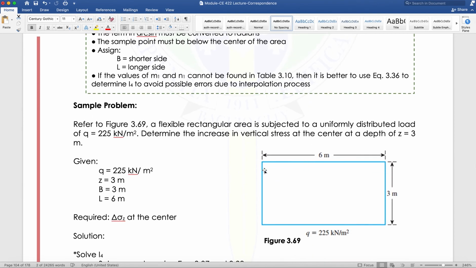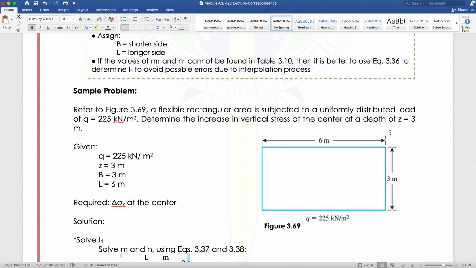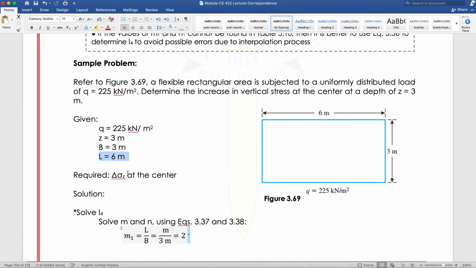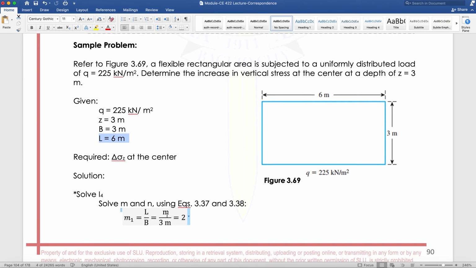Now we have here an example, so same example, but we are going to determine at the center. So a flexible rectangular area is subjected to a uniform distributed load of Q, which is equivalent to 225 kilopascals. Determine the increase in vertical stress at the center at a depth of Z equivalent to 3 meters. So we have here Q 225, Z is 3 meters, B is 3 meters, L is 6 meters. Delta sigma Z is at the center. So ang L natin is the longer side, which is equivalent to 6 meters. Ang Z natin is 3. So 6 divided by 3, that is 2.